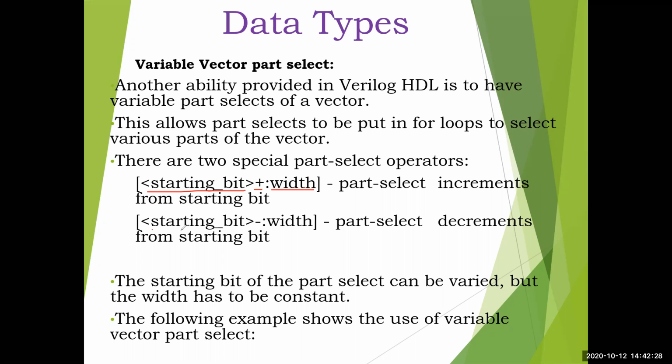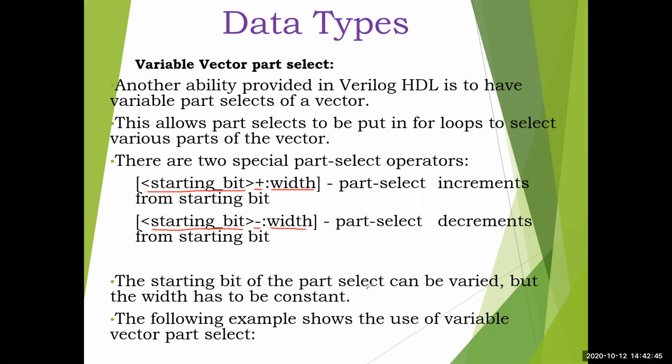Similarly, you can have starting bit, minus sign, width. Part select decrements from starting bit. So this can be written in reverse fashion for another. So you can specify width this side, starting bit minus. Like that also you can see.